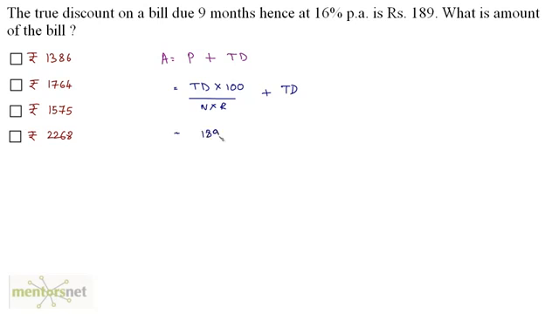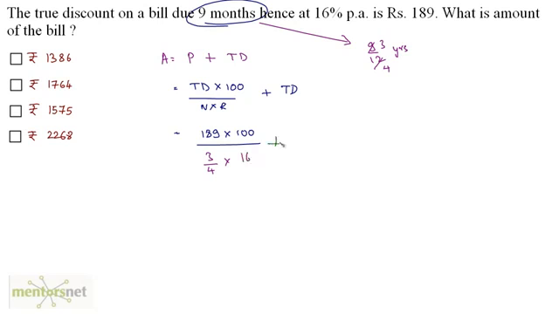So 189 times 100 divided by what is N? Well, N is 9 months. But 9 months we have to convert into years, right? Because the rate is per annum. So 9 months is 9 by 12 years. 3 3s are 9, 3 4s are 12. So that's 3 by 4 years. So this is 3 by 4 times R, which is 16%, plus the true discount, 189.